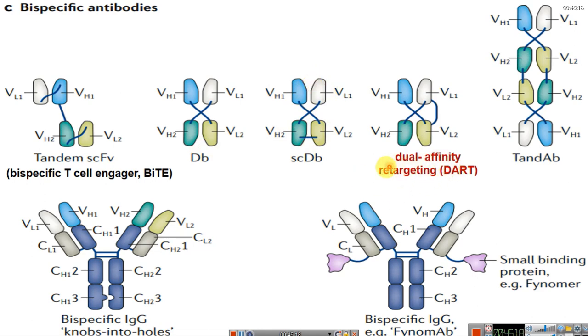Now, what about this dual affinity retargeting? Dual affinity retargeting. Now here you see that the binding pattern is different. Now two V light chain regions are bonded together. So there is a change in the interdomain binding. What about tandem antibody?